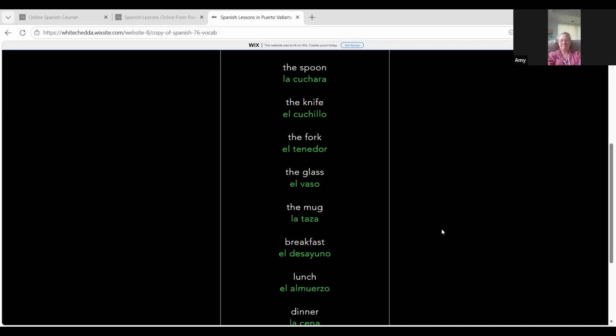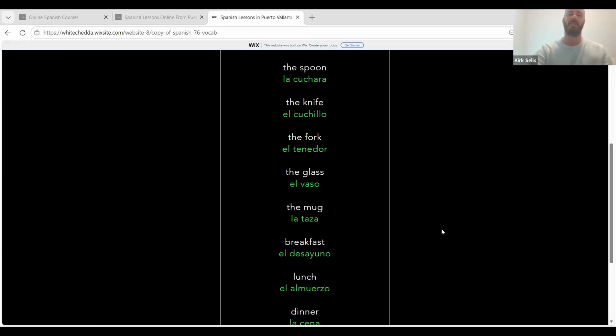Okay, notice that there are some similarities between the spoon and the knife. Let's try el cuchillo. El cuchillo. The knife. Great, excellent. And then the fork, el tenedor. El tenedor. The fork.